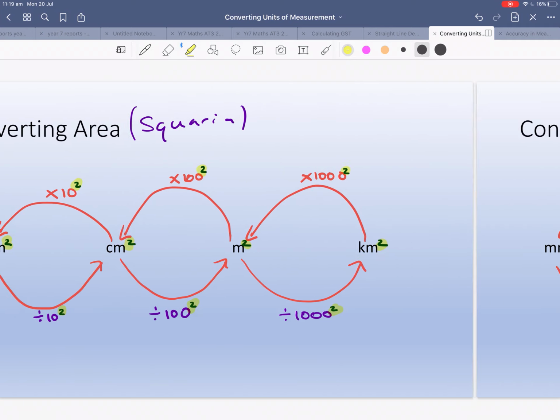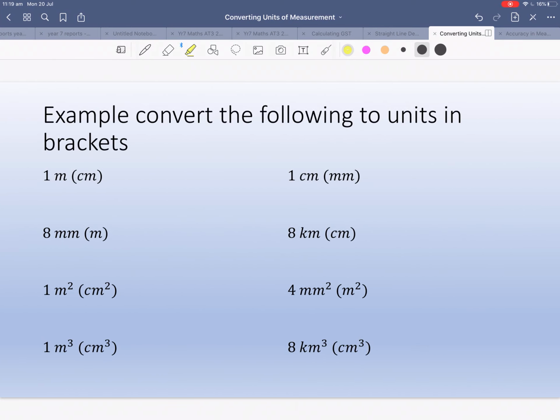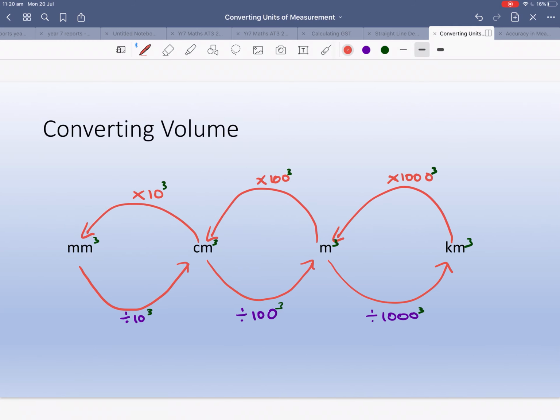Okay, let's do some questions. All right. Example. Convert the following units to the units in brackets. So 1 meter to centimeters. Well, we go here.